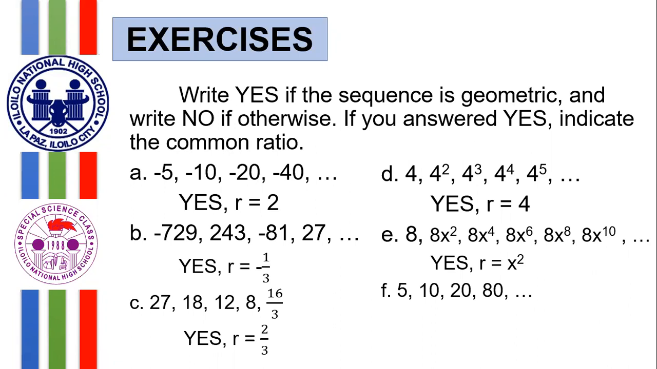How about for letter F? 5, 10, 20, 80. Is this geometric? If you could see, 10 divided by 5 is 2. 20 divided by 10 is also 2. But if you could see, 80 over 20 is 4. So you could see that there are ratios that are different from the others. So this one is a no. It is not a geometric sequence.